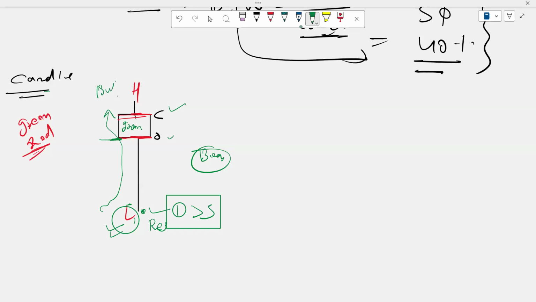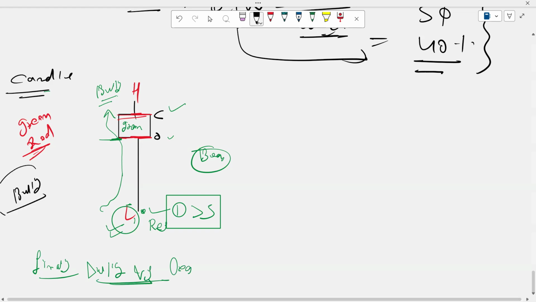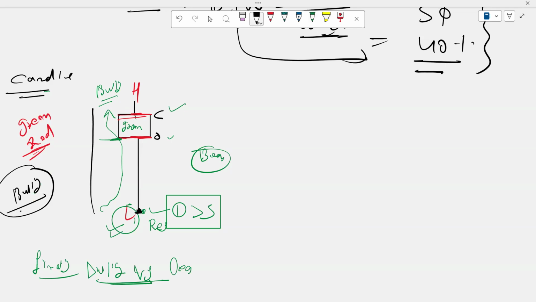Can anybody tell me, in this game, finally who won? Bulls or bears? Who is dominating? Bulls. Bulls are dominating, because bulls are the leaders in this game. They are taking the stock from this level to this level, and they close the stock at the end of the day at this level. So this candle is showing the bullishness in the market. Do you agree? This candle is showing high bullishness in the market.